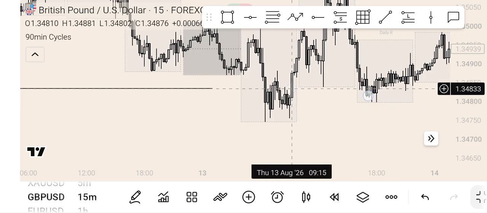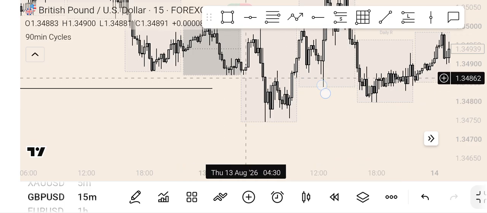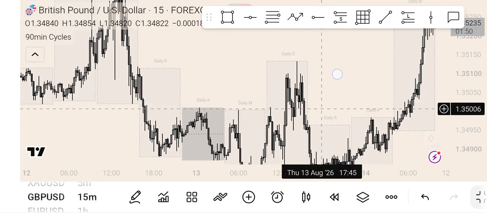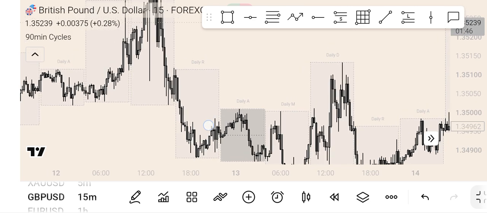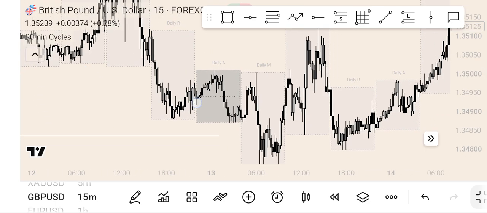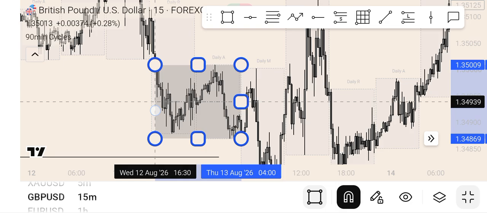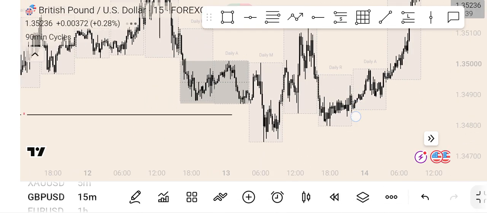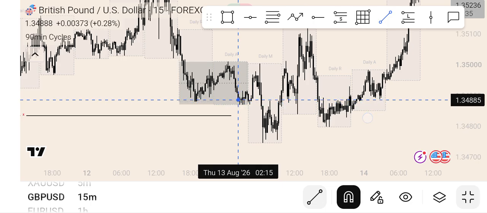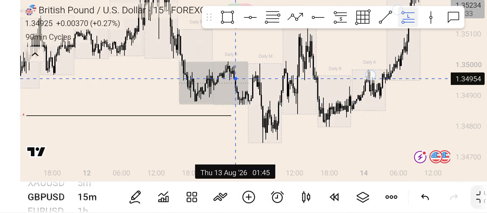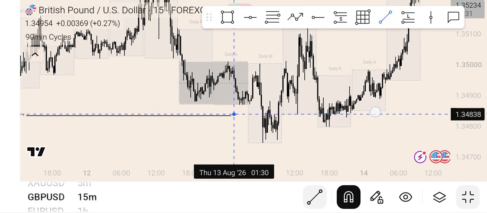I want to see manipulation of the lows. After the manipulation, then distribution to the upside. So this is what happened. It's manipulated. Even part of this daily accumulated, so I extended my accumulation to this side, right? After the accumulation, what happened? I saw a manipulation. This daily M, that's the London session, did what we call a manipulation.